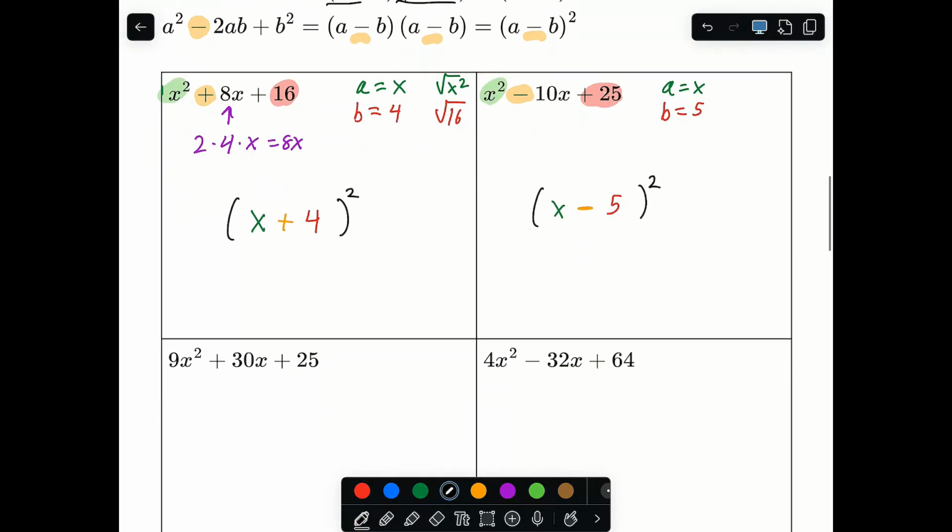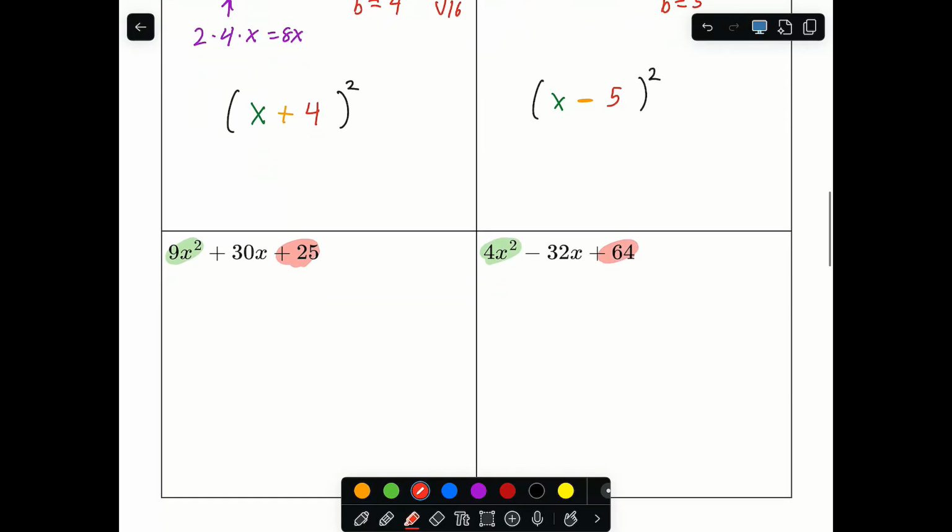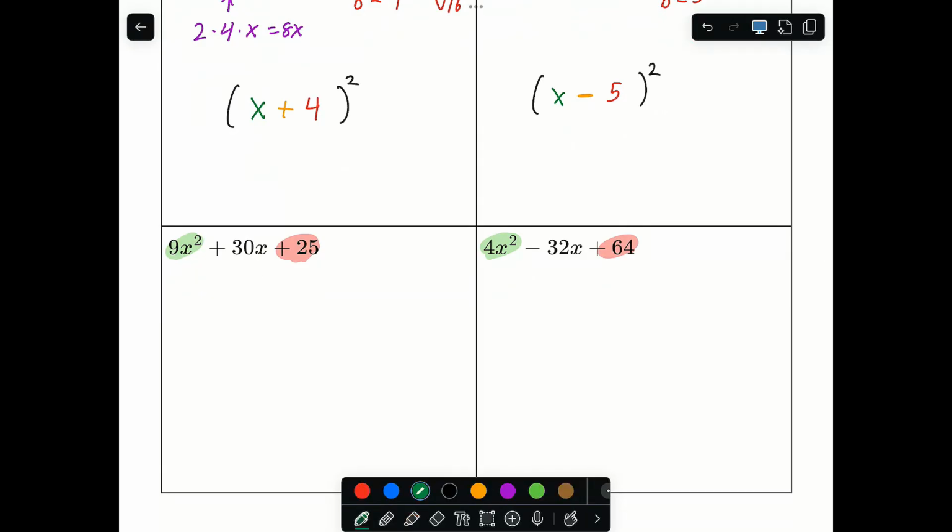Now our last two, we have our first term, last term. First term perfect square, last term perfect square. And I'll kind of do both of these at the same time. So I'm going to figure out what my a and my b would be. So a in this case is going to be 3x, and how I get that would just be the square root of 9, 3. And then b is going to be 5.